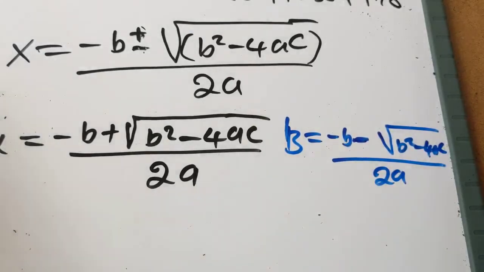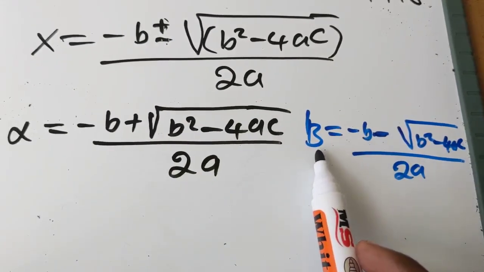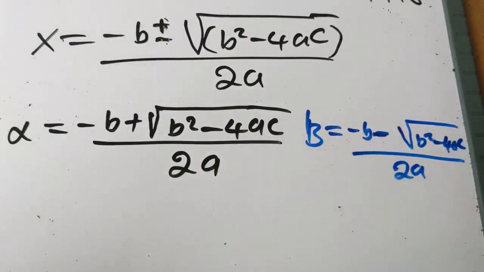So now we are trying to find the sum and the product. We said that the sum is to add alpha plus beta. That is what we are looking for. Let's find the sum first.